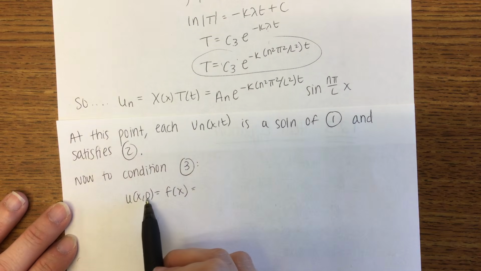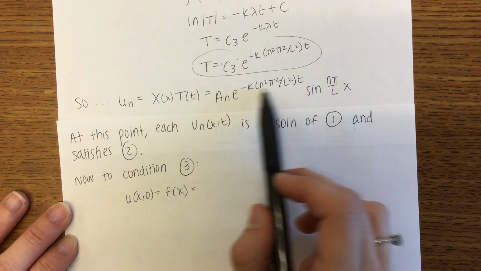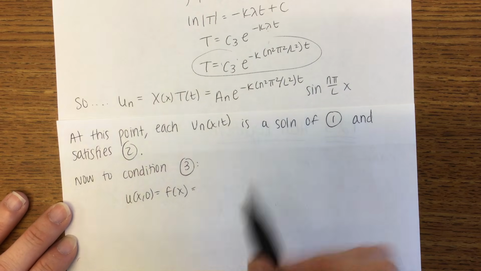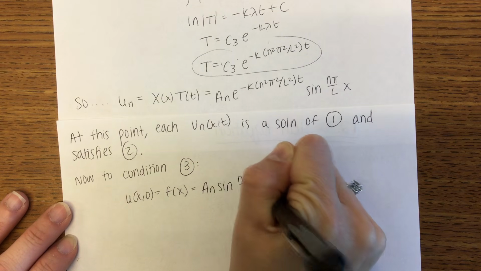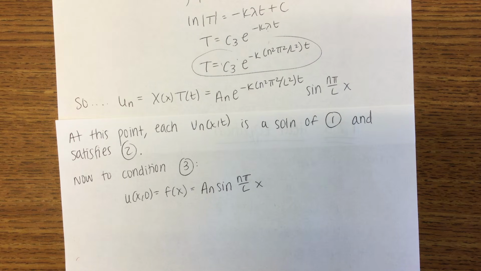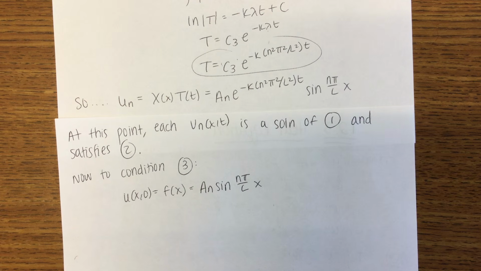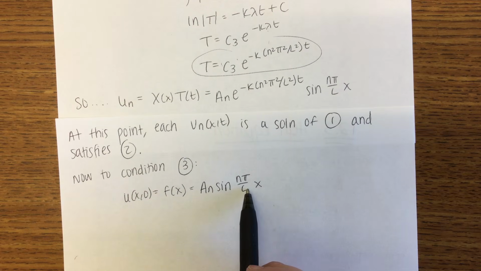So what we're going to do is plug 0 in for t up here. When we do that, this whole exponent becomes 0. E to the 0 is 1. So we're left with a n sine of n pi over L x. Okay. So we're not going to be able to find some reasonable f of x to give us this. So what we're going to do instead is use superposition.